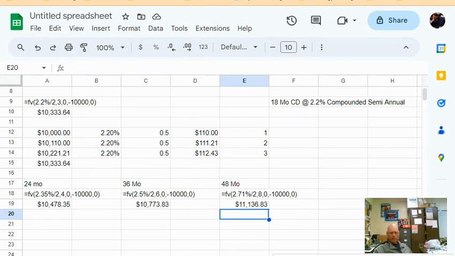We're going to go ahead and pause on this one here. And when we get to time value of money number 3, we're going to look at some different options.